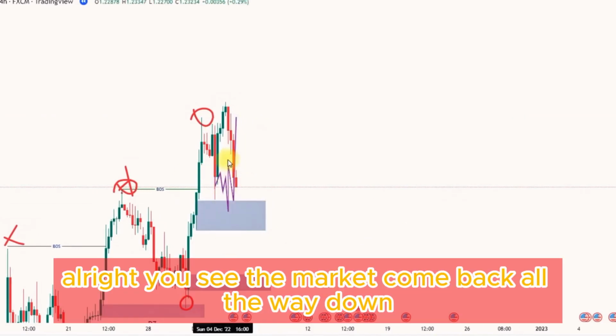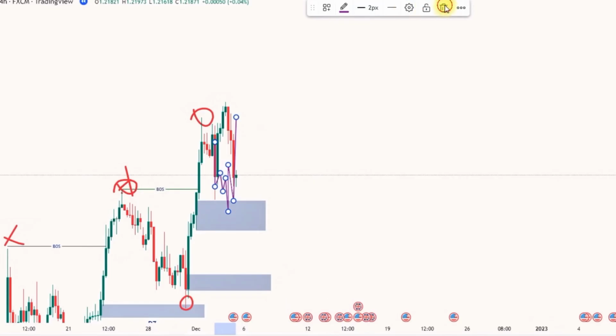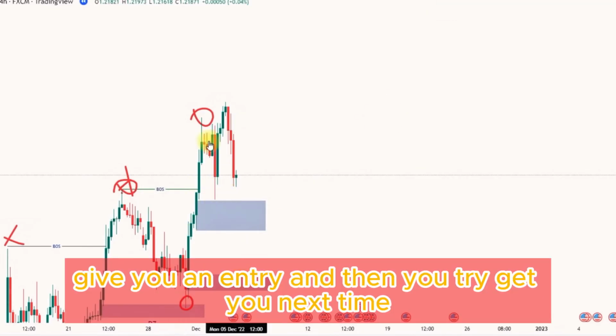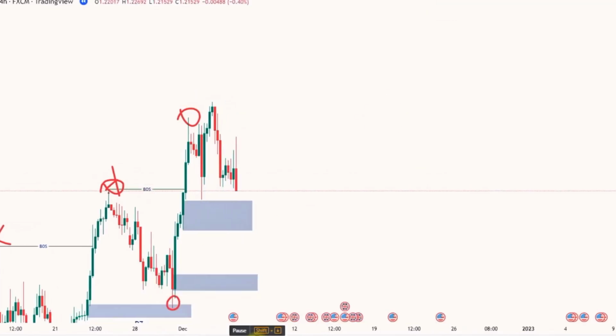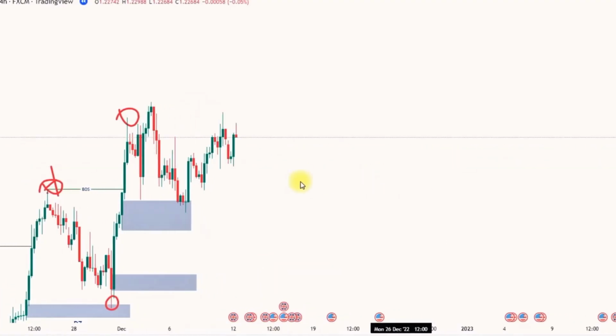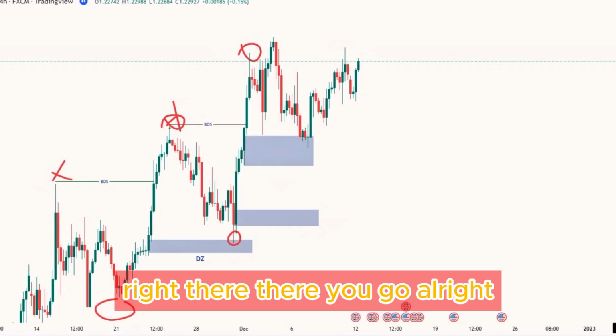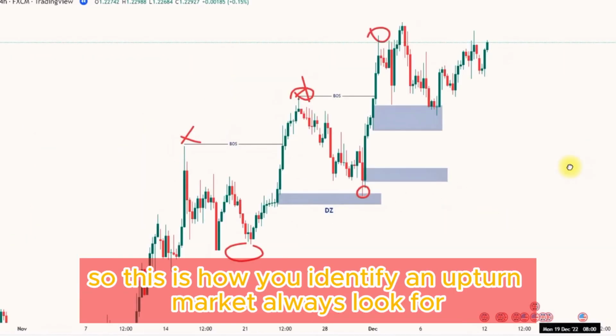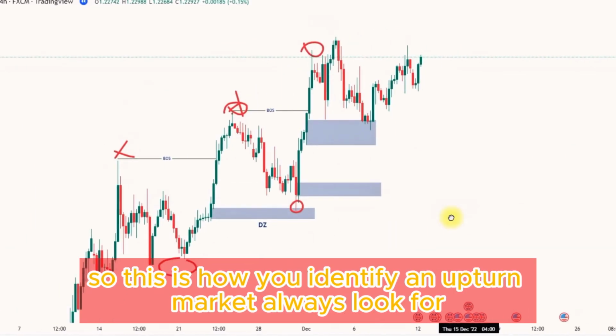You see the market come back all the way down, give you an entry, and then you target your next high. Right there you go. So this is how you identify an uptrend market.